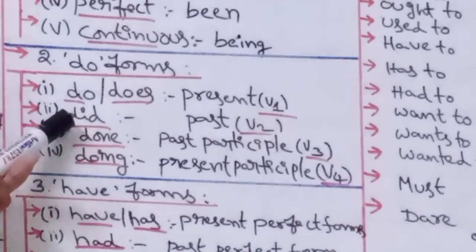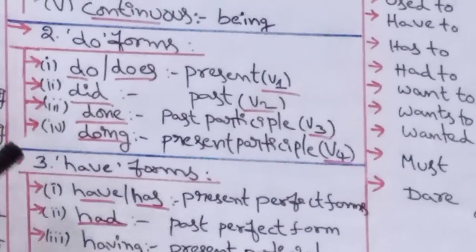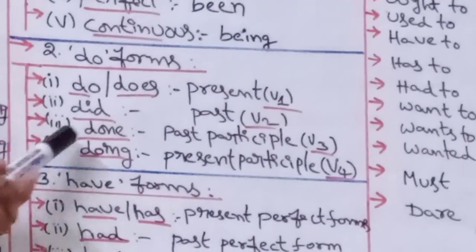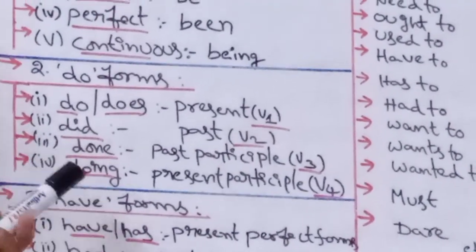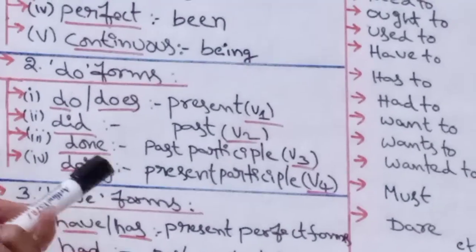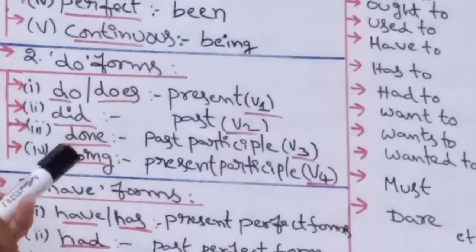And the second one, did. Did is used in past tense for all the subjects, singular and plural. And the third one, D-O-N-E, done. Done is nothing but the past participle form. It is generally used only after have, has, had.